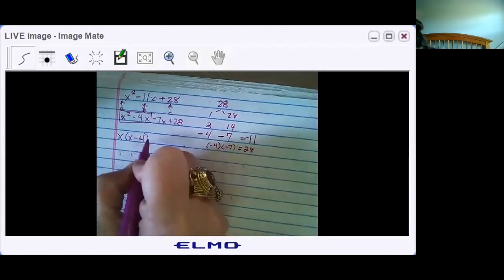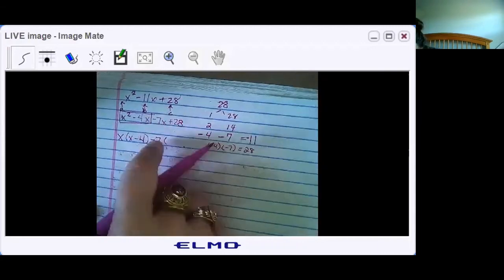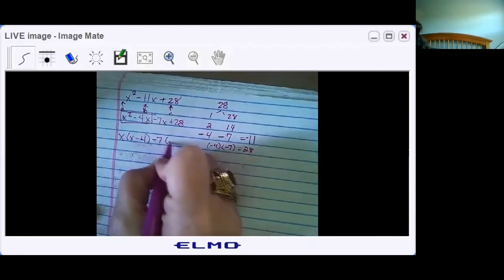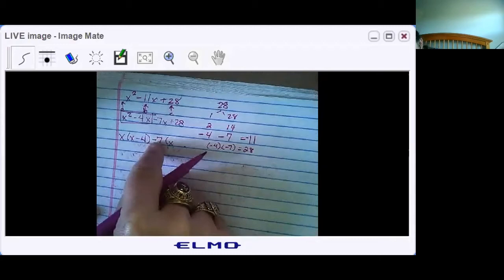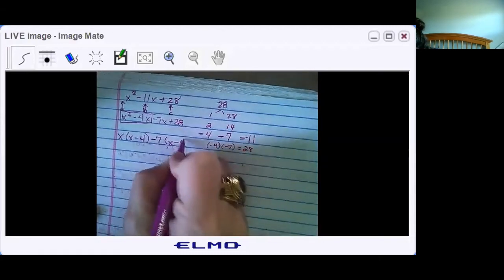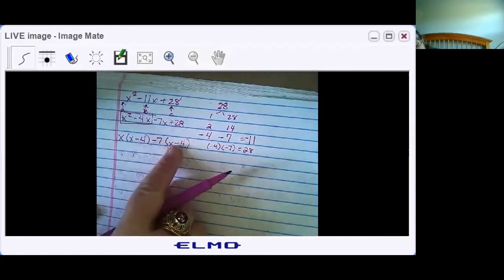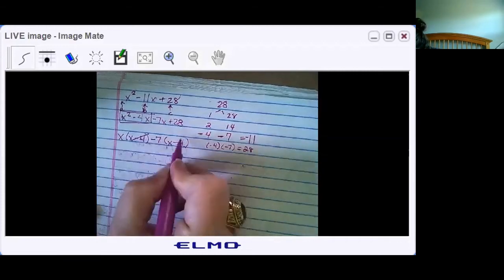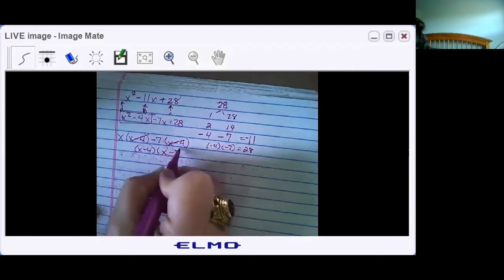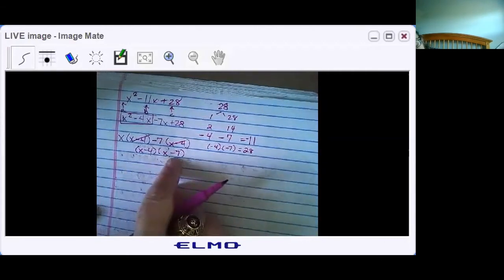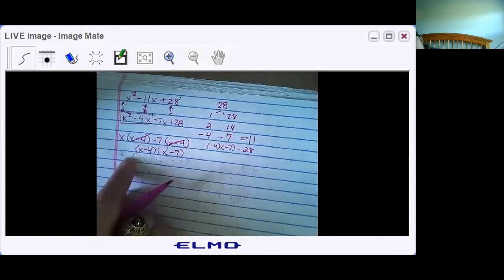So if I take a negative 7 out, negative 7x divided by negative 7 becomes positive 1x. And positive 28 divided by negative 7 becomes negative 4. Now, if I look down here at what I've done, I have x minus 4s in both of these. So I can rewrite that, take it out, and write down what I have left, which is x minus 7. Now I have completely factored x squared minus 11x plus 28 into its two pieces.